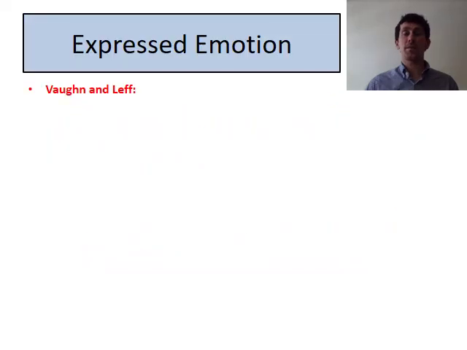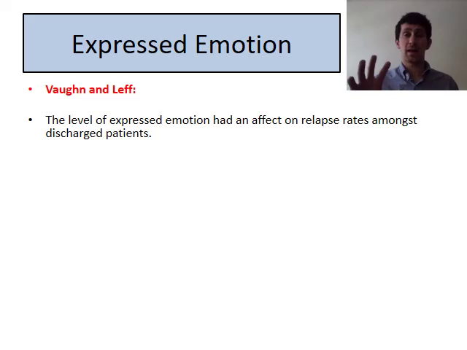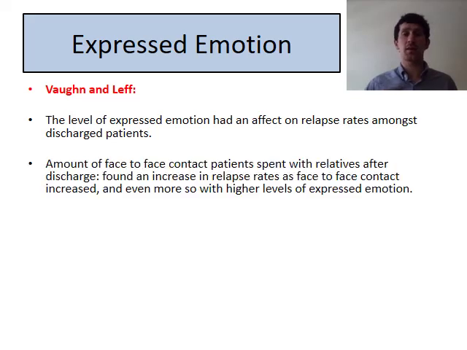So a very famous study by Vaughan and Leff looked at expressed emotion and how that affected patients who had been discharged from hospital. So when they were discharged from hospital, these patients were recovering from schizophrenia, and they wanted to look at what impact the family would have on those patients falling back into schizophrenia. And what they found was that the more time the patient spent with high EE families, the higher the relapse rate was. So if a patient is coming out of hospital, recovering from schizophrenia, the more time they spend with a high EE family, the higher their relapse rates were.